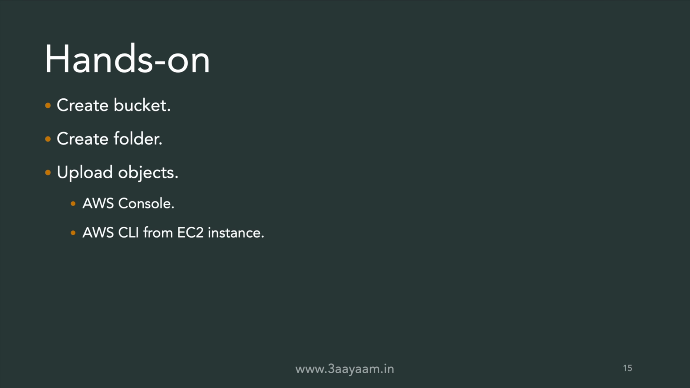Let's do some hands-on. What I'll do is that I'll create a bucket. I'll create one or more folders, and then I upload objects using AWS console and AWS CLI from EC2 instance. And before that, I'll walk you through the S3 console also.